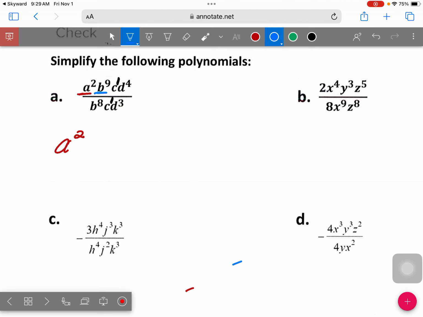B to the 9th divided by B to the 8th. I am dividing two powers that have the same base. Subtract the exponents. 9 minus 8. C to the 1st divided by C to the 1st is C to the 1 minus 1. And finally, I have D to the 4th divided by D to the 3rd.